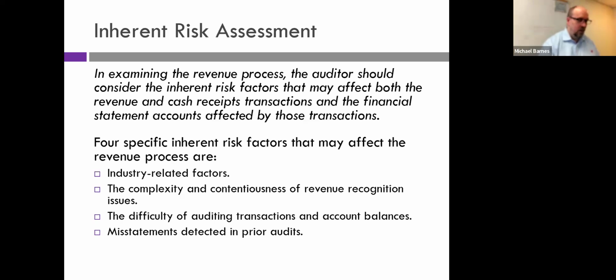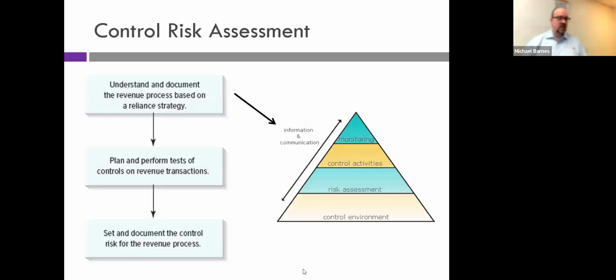All right, here we go. One of the favorite things to talk about is control risk assessment. For the revenue process, we are generally going to use a reliance strategy, particularly for publicly traded companies, because most revenue transactions are going to affect financial reporting. All right. By the way, you're going to hear me say this a lot. We're going to use a reliance strategy.